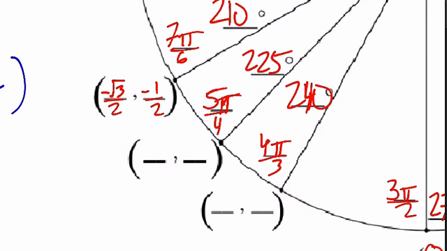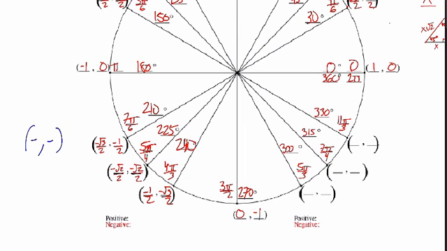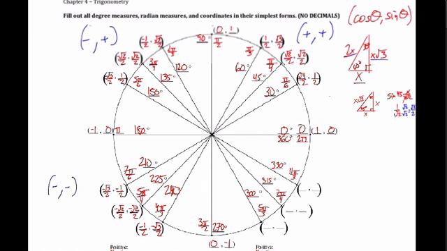I'll zoom in a little bit. 225 degrees is going to be the reflection of 135, so it's going to be negative root 2 over 2. And then the y coordinate is also going to be negative root 2 over 2. For 240 degrees, that's 120 degrees reflected over, so we have a -1/2, just like we did for the 120 degrees. But now the y coordinate is going to be negative root 3 over 2. And then we already have 270 degrees, but again, following that pattern, it's 90 degrees reflected over. Now, quadrant 4, we're going to have a positive x coordinate again, and a negative y coordinate.